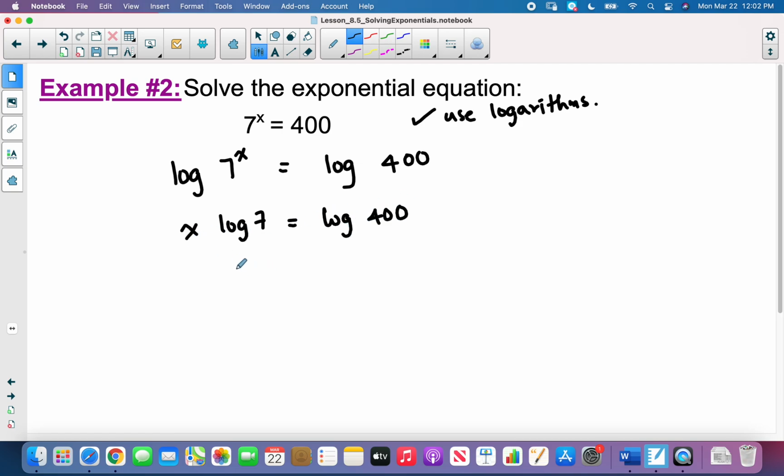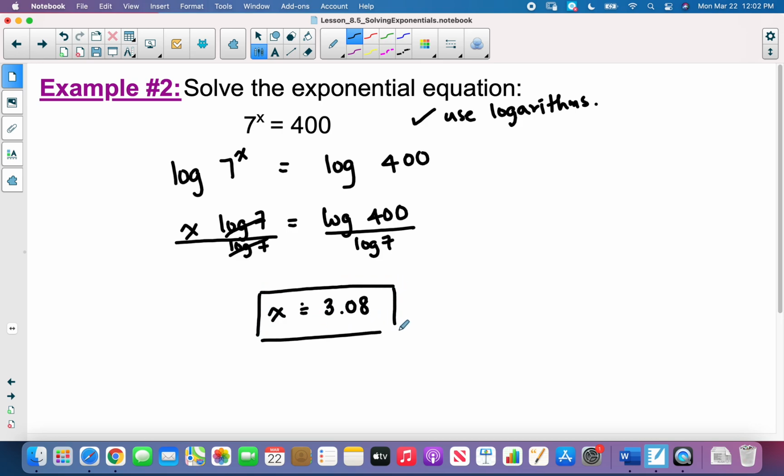And this helps us because we can isolate the x now, right? We can divide both sides by log of 7 to isolate the x, and we get x is equal to log of 400 divided by log of 7. We can use a calculator and it will give us the answer approximately 3.08. So this is how we would solve for a variable when we cannot use the exponent laws like we did in the previous examples.